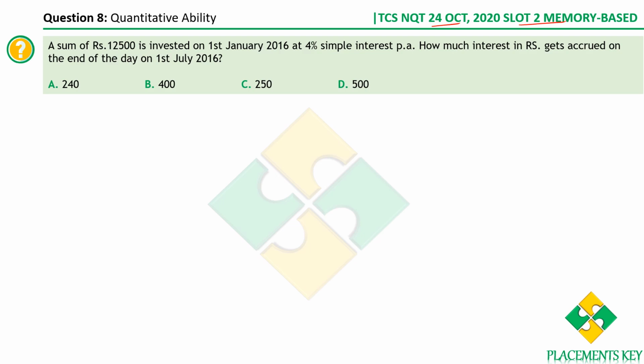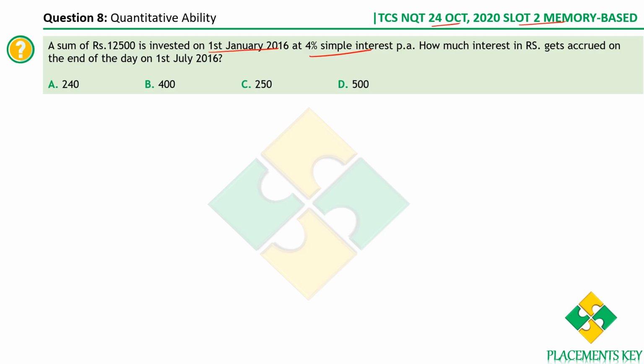A sum of rupees 12,500 is invested on 1st January 2016, at 4% simple interest per annum. The rate of interest is 4% and it is per year. Now, how much interest gets accrued by the end of the day on 1st July 2016?